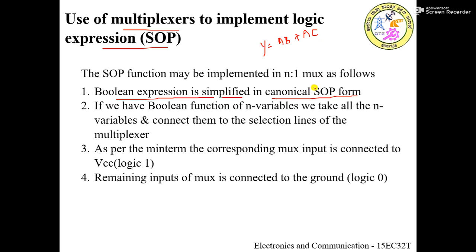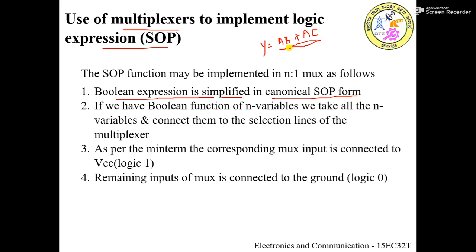What is canonical SOP form? First we have to see how many different literals are there. How many different variables are there? There are totally 3 variables: A, B and C. But if you see the first product, there is a literal which is missing, that is C. Similarly, in the second product, another literal, B, is missing. If all literals are included in the products, then only it can be called a canonical SOP equation.